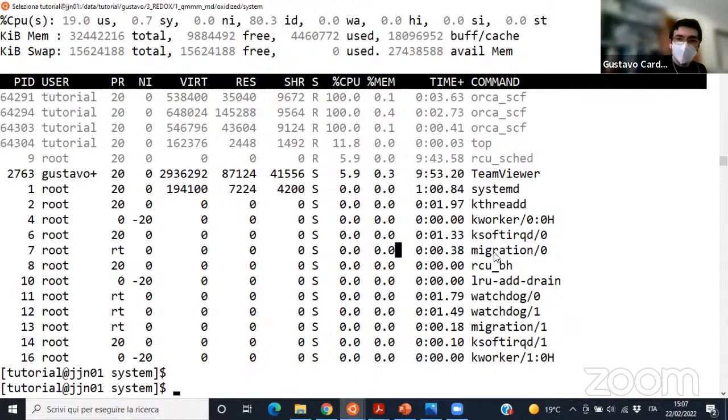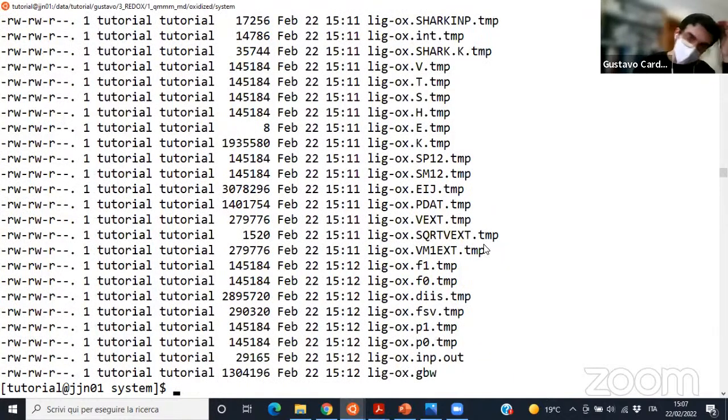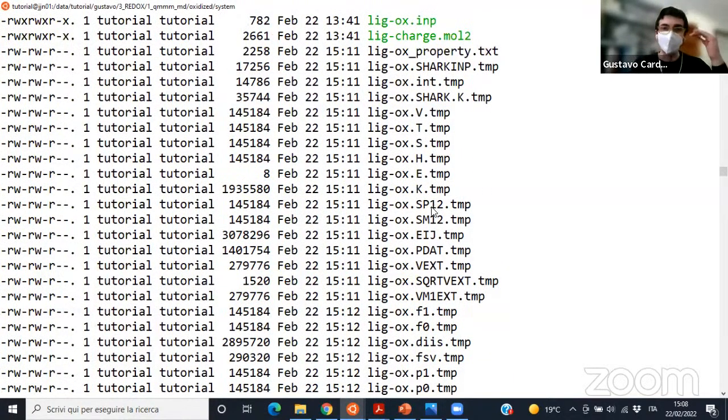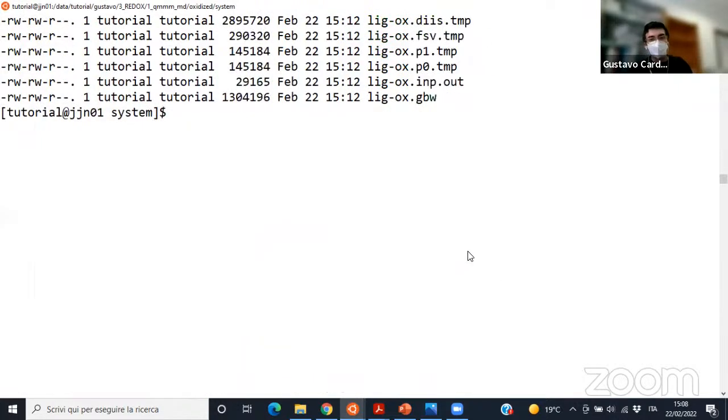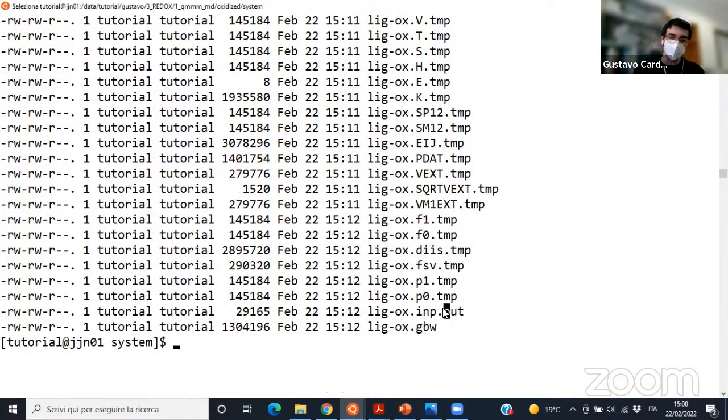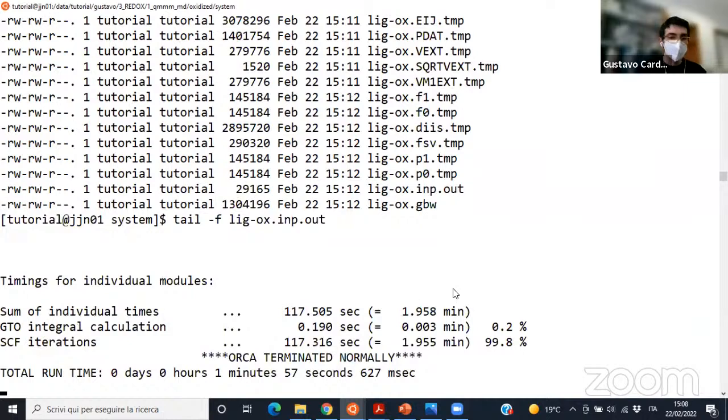So in the meantime, we are going to need another thing. Let's take a look again at the files that we have here. Of course, since the calculation is being executed in the same folder, it's going to create a lot of junk. Let's take a look at how the calculation is going with the tail command. So tail -f, and it's going to give you the tail of the file you're interested in. Okay, well, yeah, it finished.